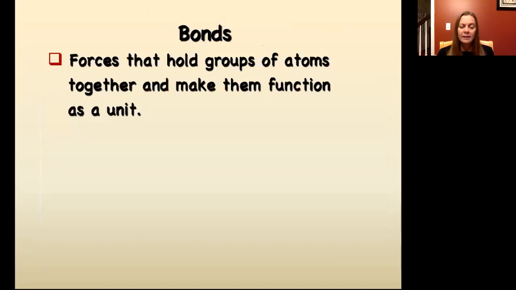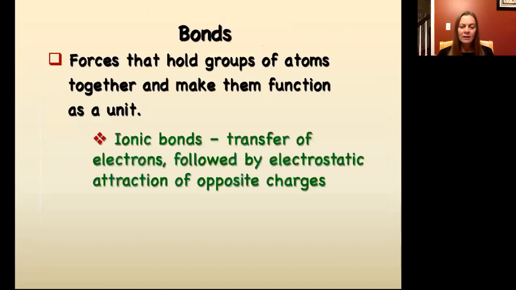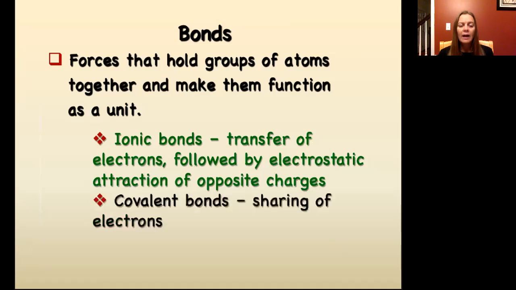So a bond is a force that holds groups of atoms together and makes them function as a unit. So when we talk about an ionic bond, what we're talking about is the transfer of electrons, which then results in electrostatic attraction of the opposite charges. The bond is actually the electrostatic attraction, but it has to be preceded by that transfer of electrons. And in covalent bonds, we're talking about the force that holds them together is the sharing of the electrons.